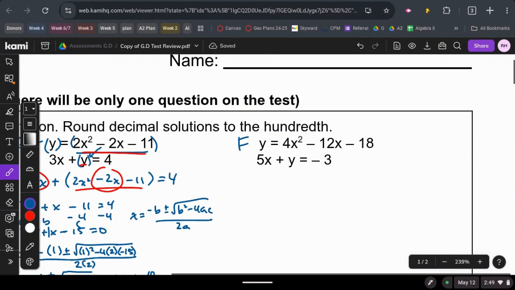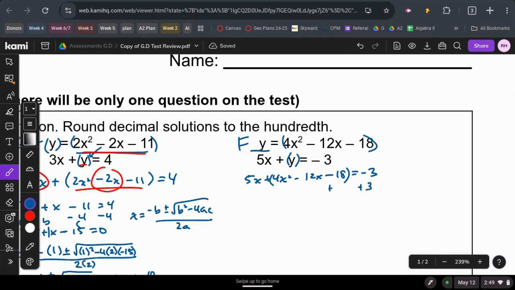Last one I'm going to solve by factoring. So I'm going to have 5x plus 4x squared minus 12x minus 18 is equal to negative 3. So again, I'm replacing this in for the y because that is what y is. I can combine the like terms and add the 3. I'm going to do two things simultaneously. So combining these two together gets me 4x squared minus 7x minus 15 when I add that 3 back in. So that's now equal to 0.